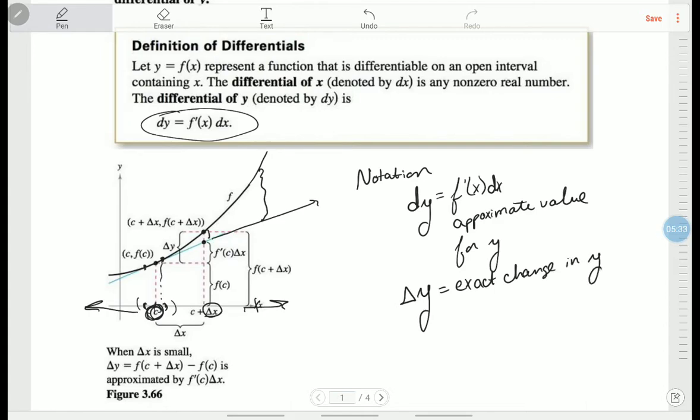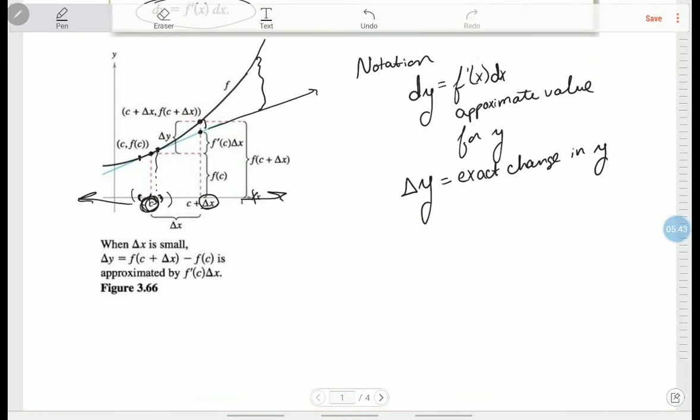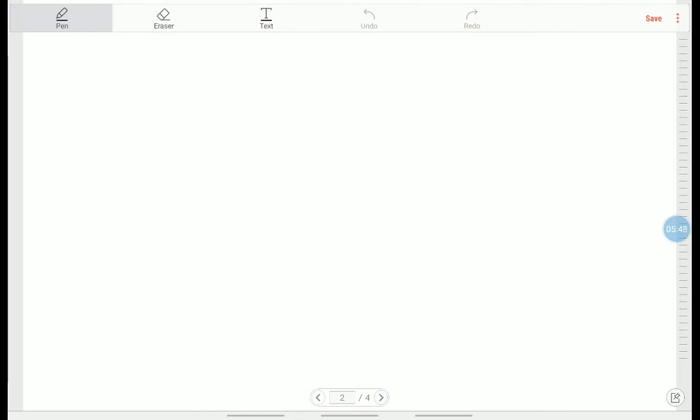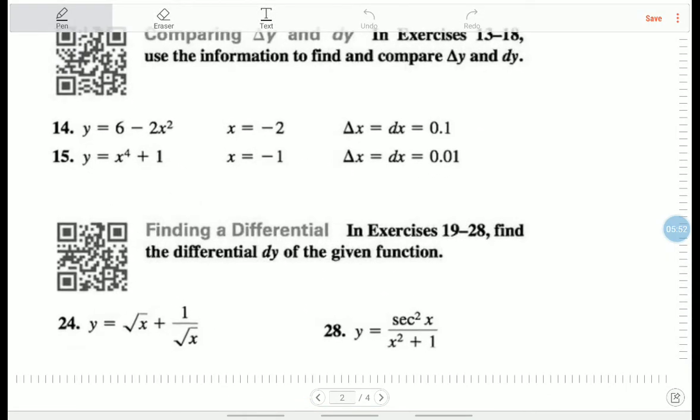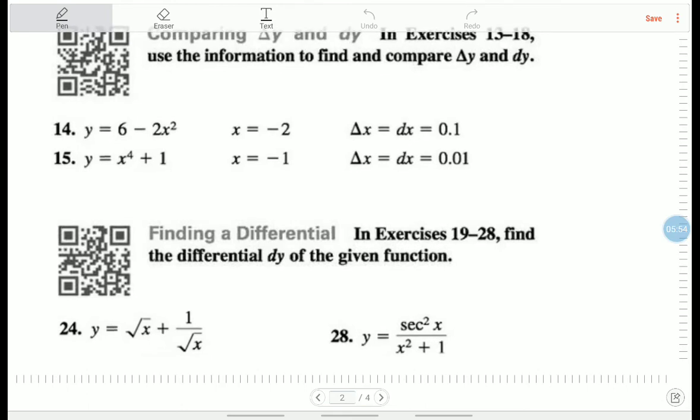So one of the first things we're going to do is compare what is the approximate value of y, what is the exact change in y, and how close were they. So you'll see that this is going to be a pretty good estimate. Let's look at a few examples. And the first thing we're going to do is compare a few things.